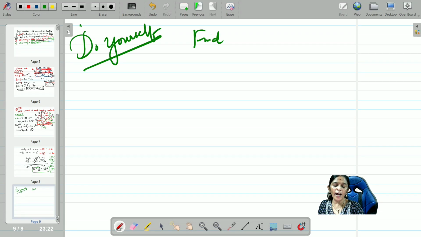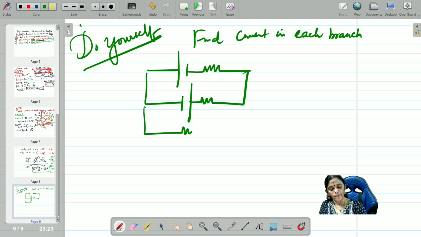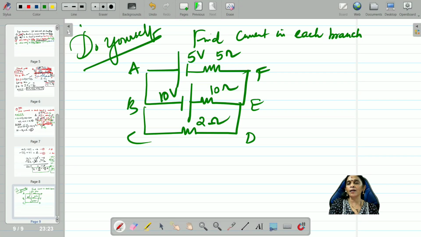Find the current in each branch of the circuit, or find I and I1. That's all. So one question I am giving you. 5 volt, 5 ohms. 10 volt, 10 ohms. This is 2 ohms. Take this as A, B, C, D, E, F. So you try solving it and then come and tell me whether you are getting the correct answer.